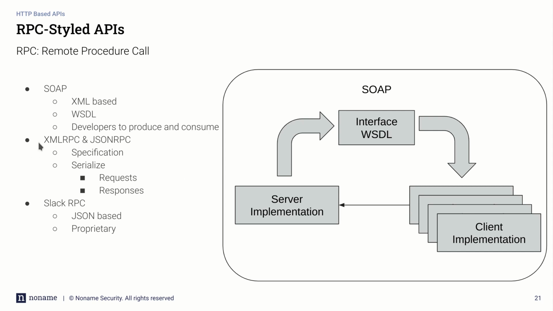We got XML RPC, very similar structure. Think of it as SOAP, but simplified with a very important omission. It doesn't have an interface. XML RPC does not have an interface. What it has is a specification, and the specification pretty much dictates how you need to encode your requests and your responses. We're going to see that in the exercise. I'm going to take you to the specification.